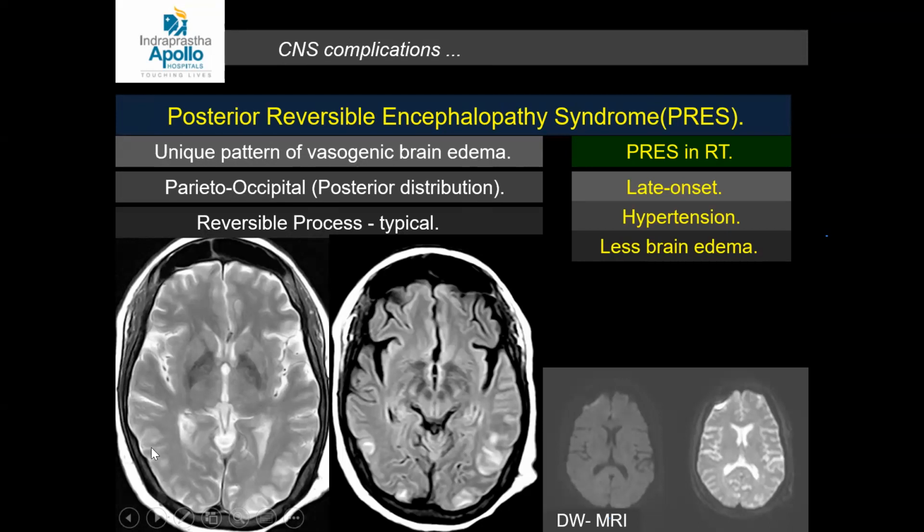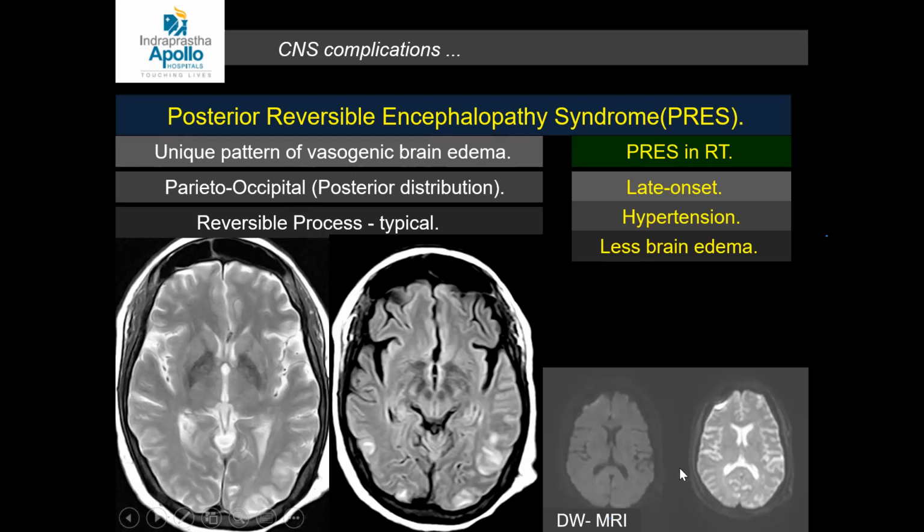If the abnormal area is predominantly seen along the posterior aspect, this is an important differential in a post-transplant setting, what is called posterior reversible encephalopathy syndrome, or PRES. This is not actually infarct, but a unique pattern of vasogenic brain edema, which is completely reversible.